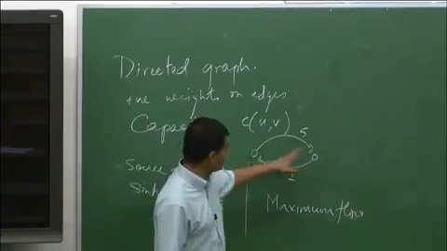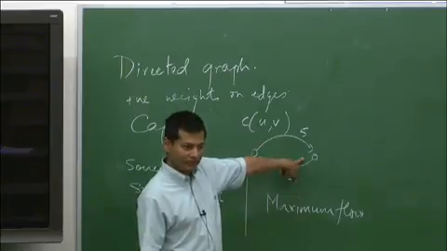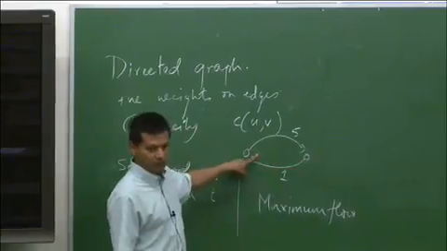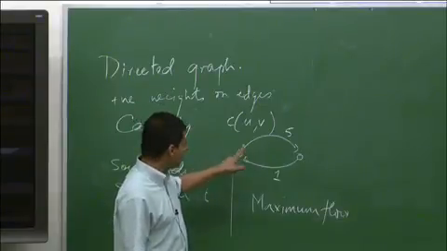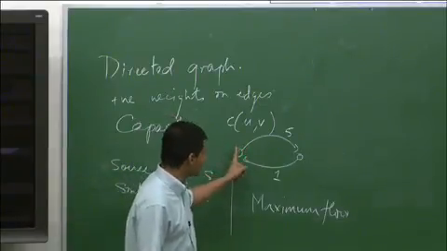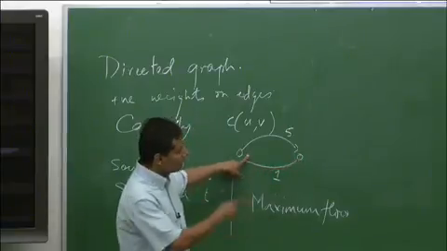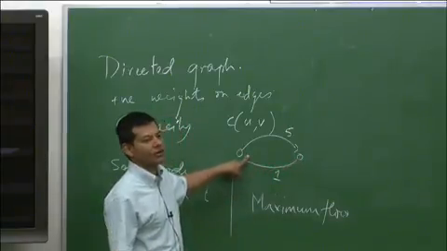If you send a 3 from this side, it certainly satisfies the capacity constraint. If you send a 1 on this side, that too satisfies the capacity constraint. But because in this particular case you are saying it's a 3 this way and a 1 this way, it does not satisfy skew symmetry, I will say this is not a flow.